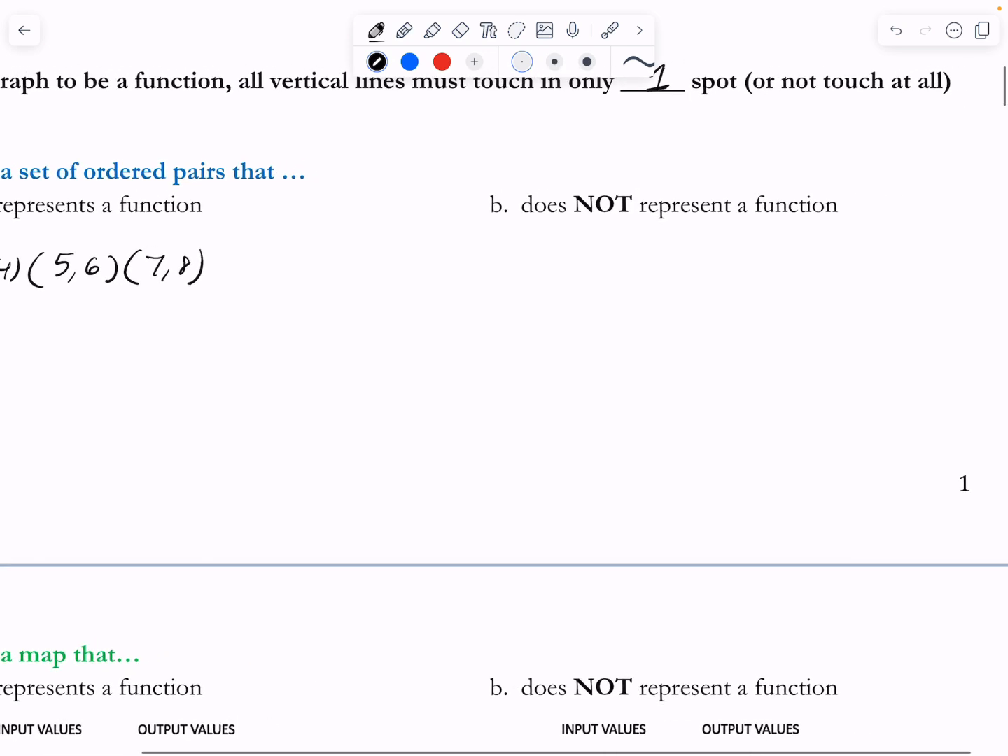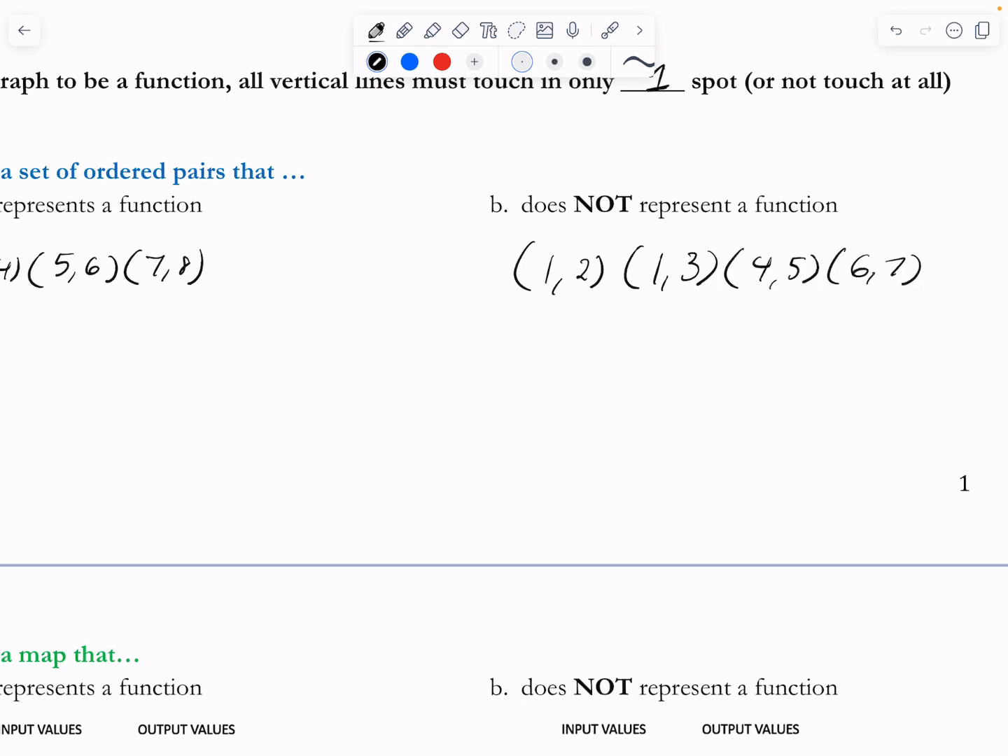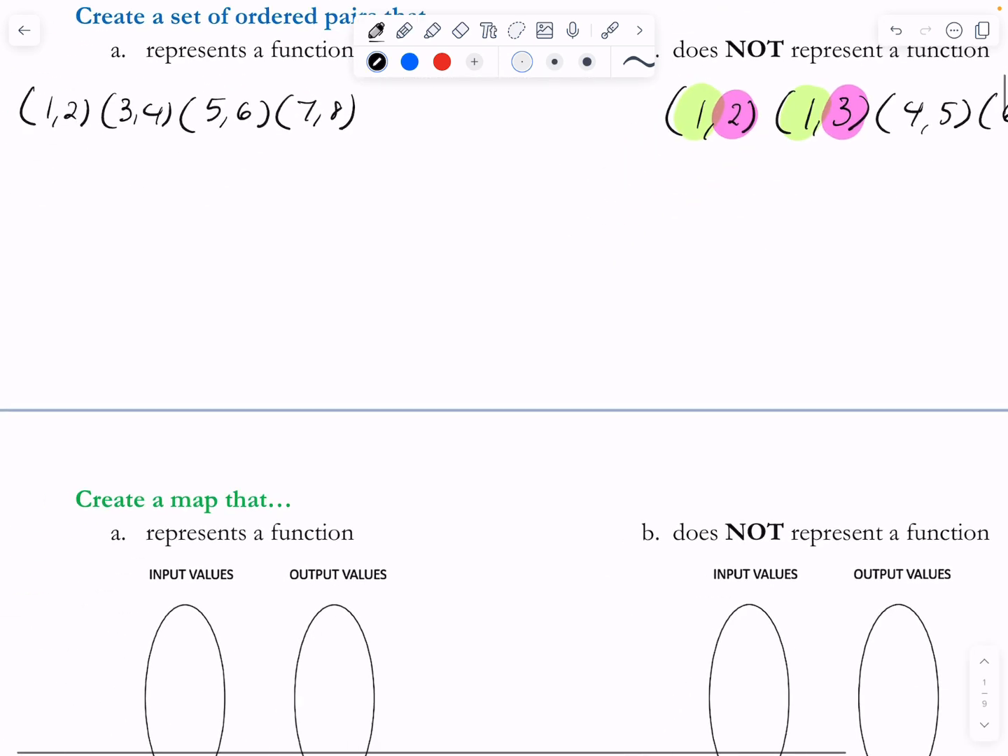All right, so I'm going to do that right here. So if I do 1, 2, but then I do 1, 3, and then I'll do some other points, you'll notice that this has the same input of 1, but it has different y values, different outputs. So that would be failing the vertical line test. So this is a relation.